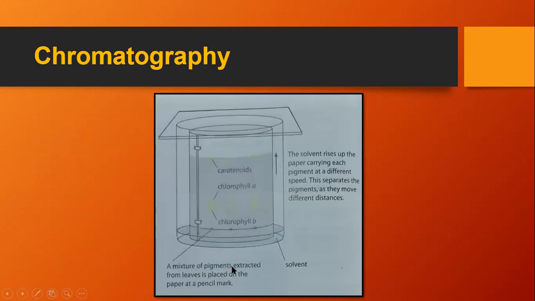So you can see over here, this is the chromatography setup. A mixture of pigments extracted from leaves is placed on the paper at a pencil mark. This is the solvent. This is the paper strip. And then you can see the solvent rises up the paper, carrying each pigment at a different speed.